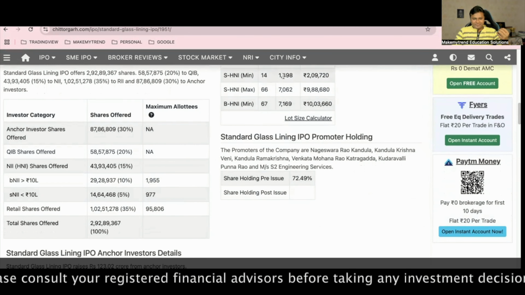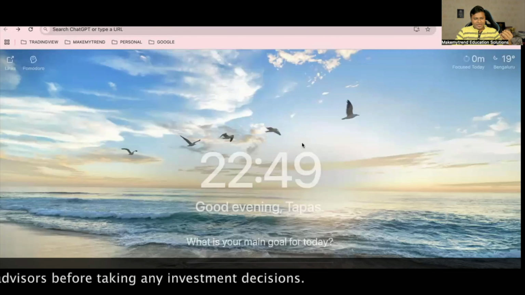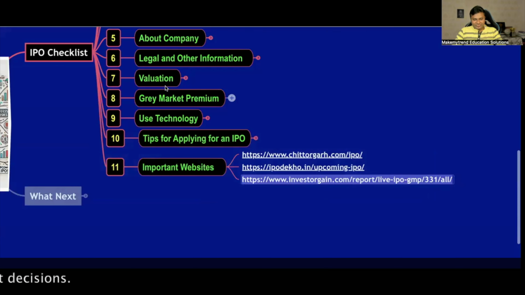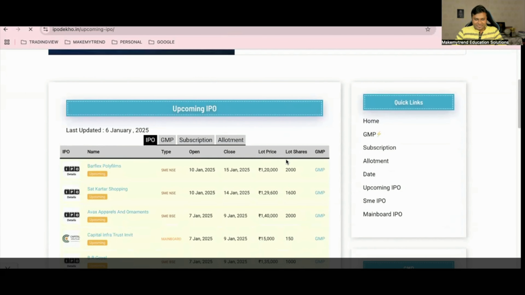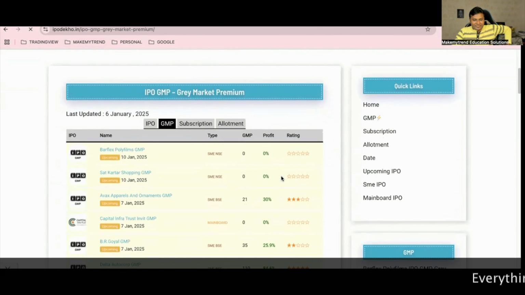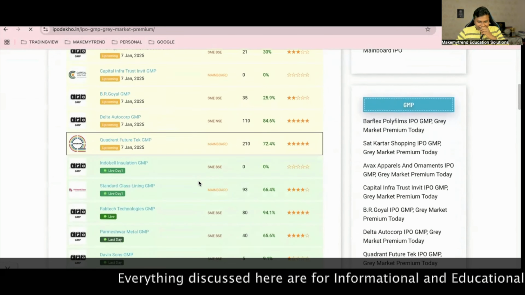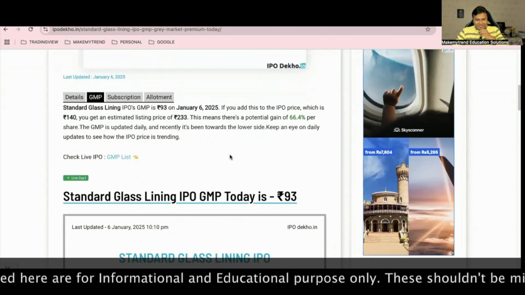Okay, now the second website which we were discussing right now is called IPOdecode.in. This is also a very, very good website. In fact, it is very popular to find out the GMP, which is nothing but the gray market price. When you open this website, you can go to the IPO, you can go to the GMP. Let's think that we want to look into the GMP for the company we are discussing right now, which is Standard Glass. So you can go to the stock name, something like Standard Glass, and automatically you will be able to find out what is the GMP which is currently running.